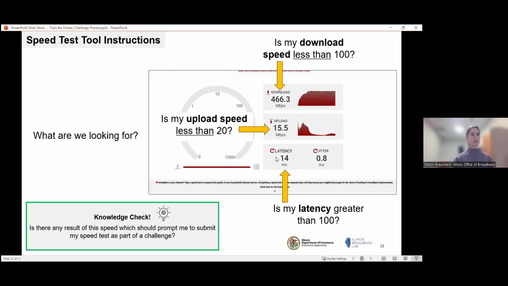If any of these 3 things are true, then that could be a good opportunity to submit your speed test results. So I'm just going to throw this prompt out there, but looking at these questions and looking at the speed test result on this screen, is there any result of this speed test that might prompt you to submit as part of a challenge? And feel free to write it in the chat or shout it out.